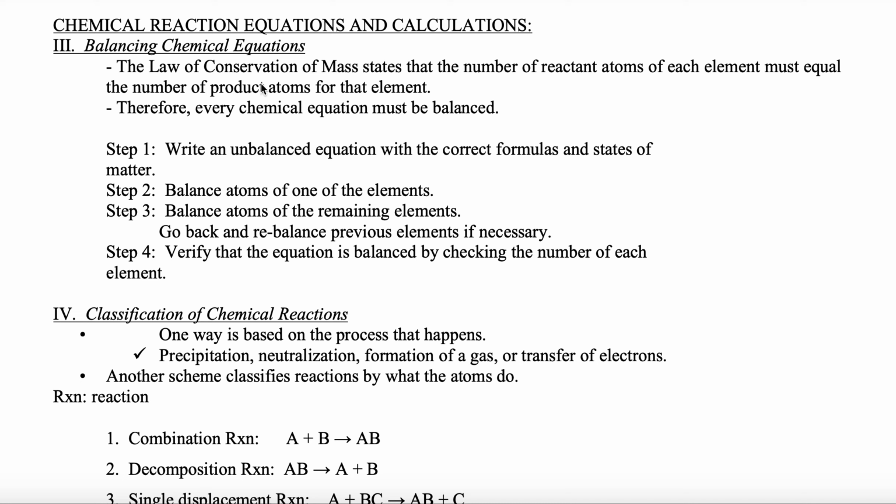To balance a chemical equation is to make sure the quantity of each element is the same for both sides of the chemical equation. The left side contains reactants and the right side contains products. All right.